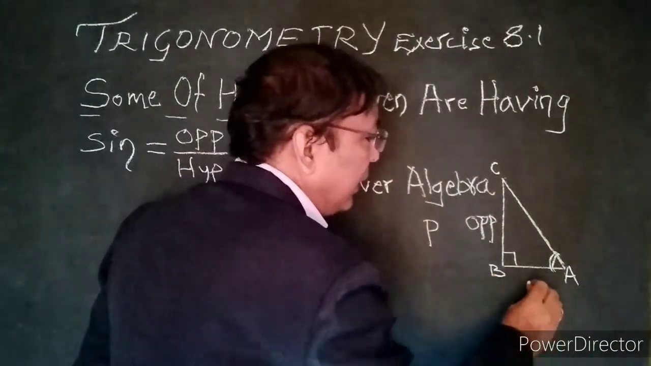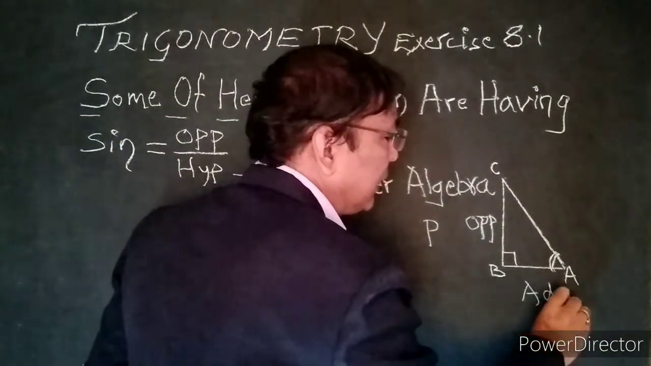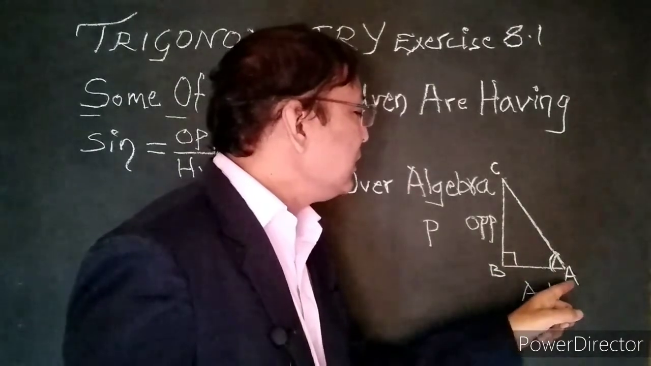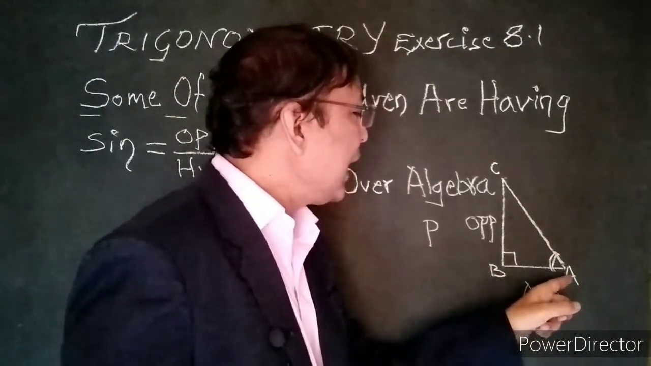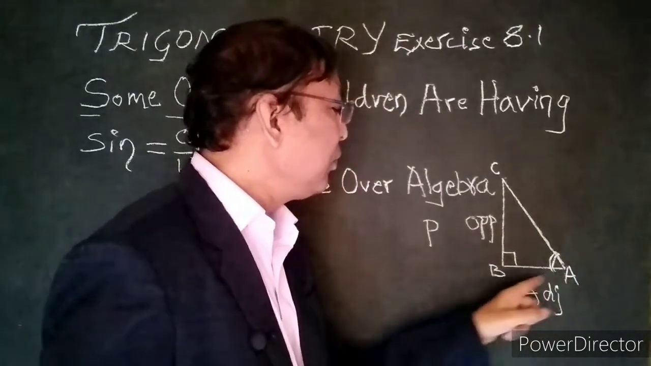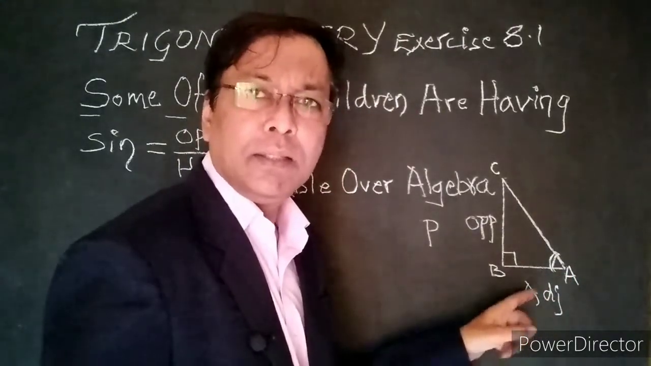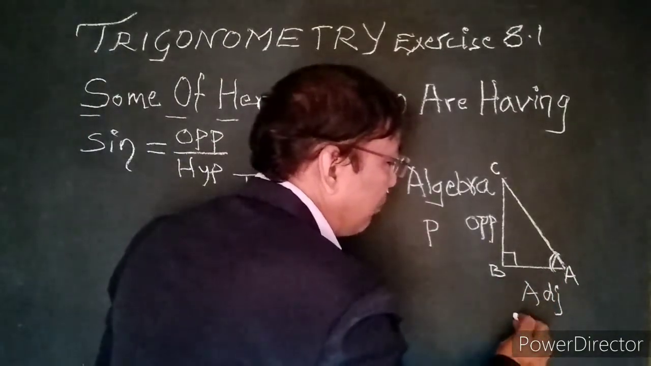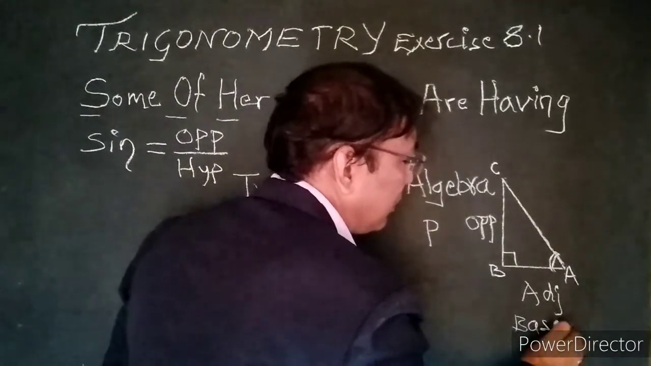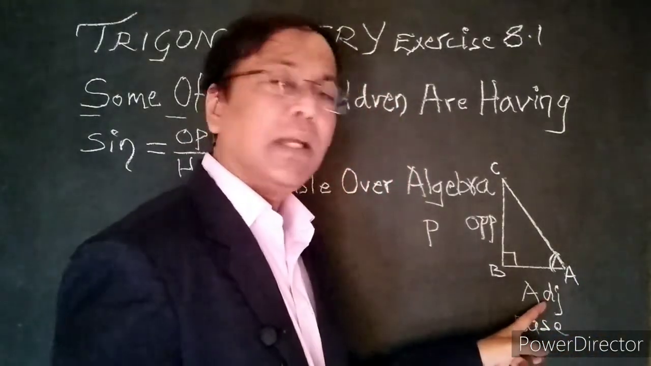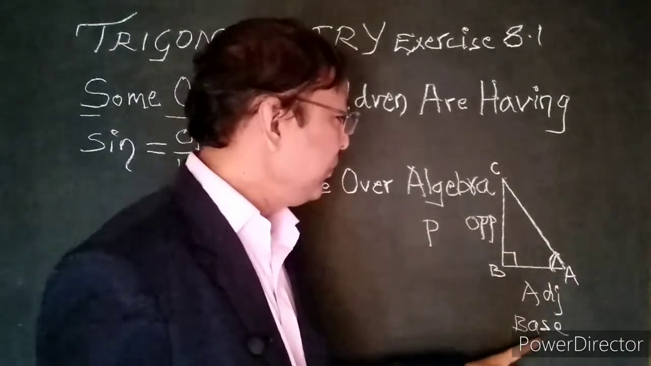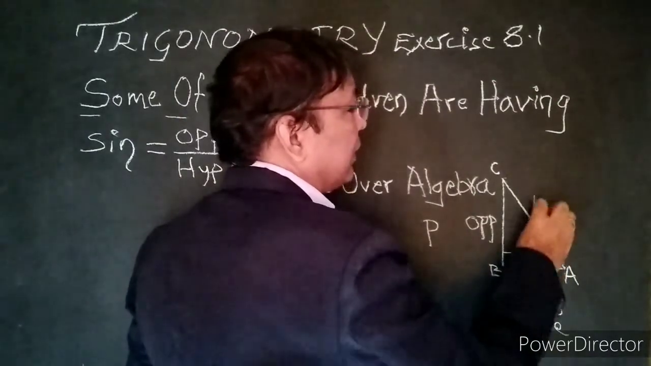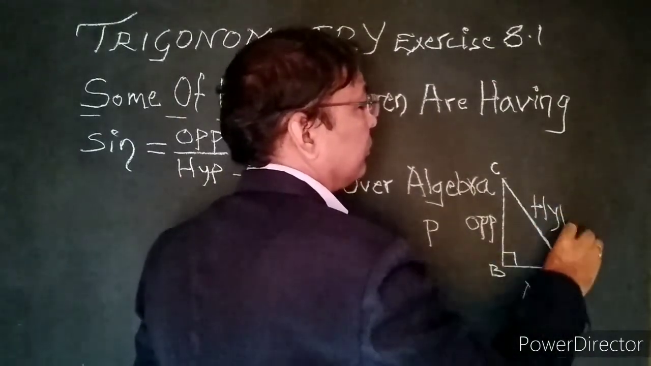Then the side AB is the adjacent side. Why do we call it the adjacent side? Because the side AB starts from angle A, just beside angle A. Therefore, it is called the adjacent side. And this side AB is also known as the base. Some people call it the adjacent side and some people call it the base. And the third side, which is opposite to the 90 degree angle, is called the hypotenuse.